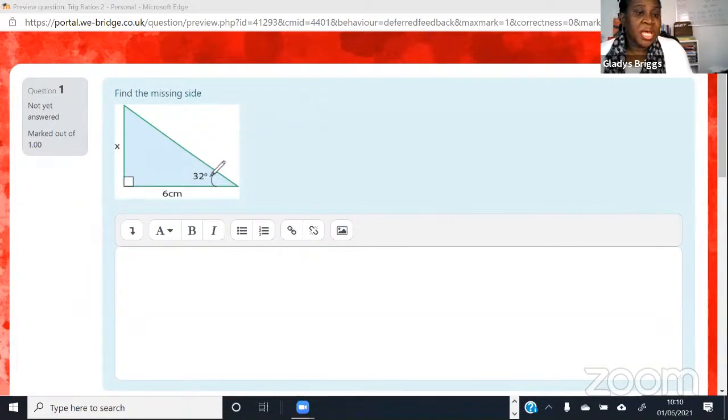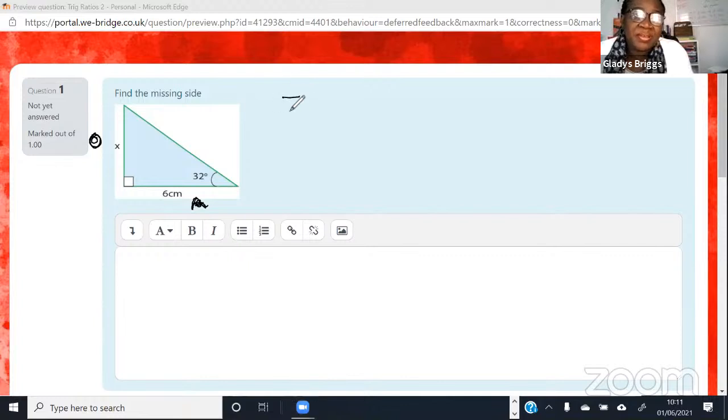So here we've got angle theta, we've got the opposite side, and we've got what? The adjacent side. Yeah, we've got the opposite side and we've got the adjacent side. So which of the trig ratios are we going to use? Are we going to use sine, cosine, or tangent? Yes, we're going to use tan theta.